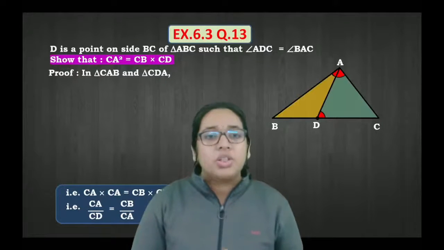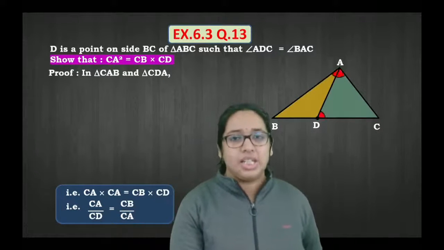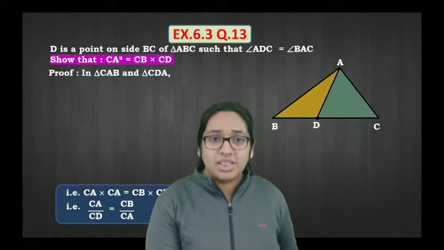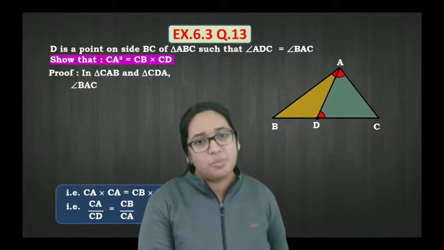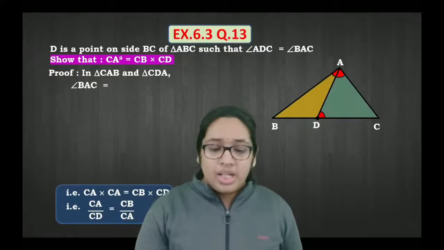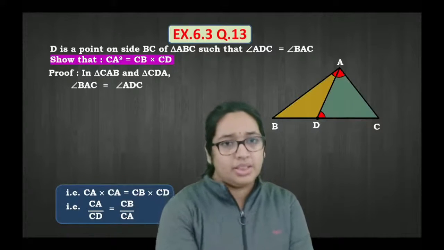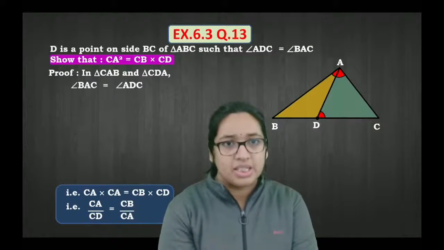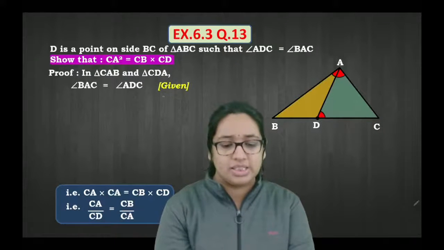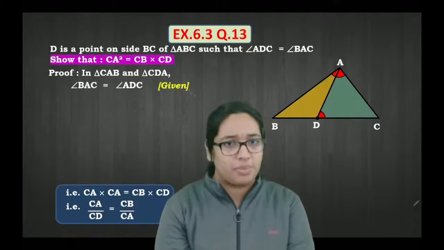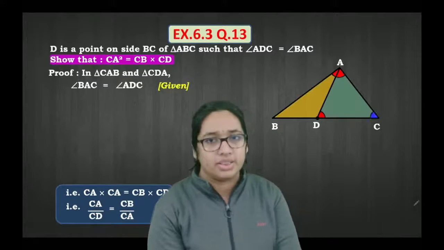कौन कौन से रहेंगे वो? Triangle CAB and triangle CDA. So what can we say that given part is that angle ADC is same as angle BAC. So we use here angle BAC, angle BAC is same as angle ADE. This is nothing but our given part, right? Okay. So we'll go to the next one.